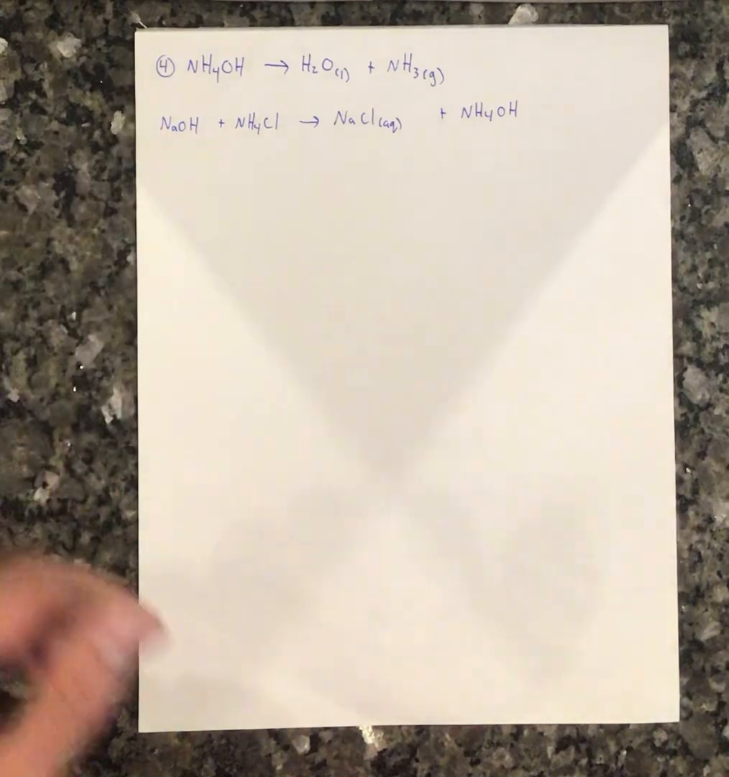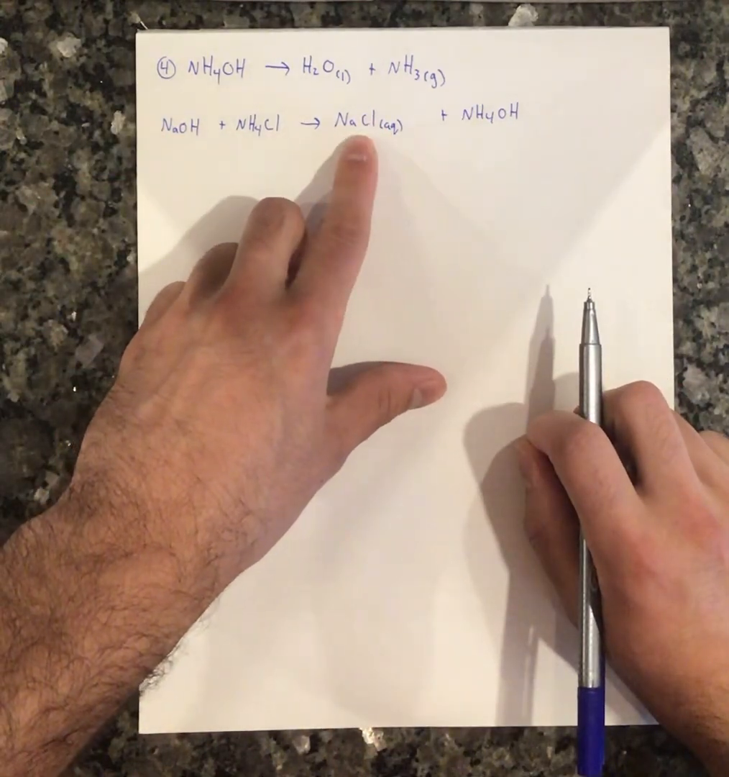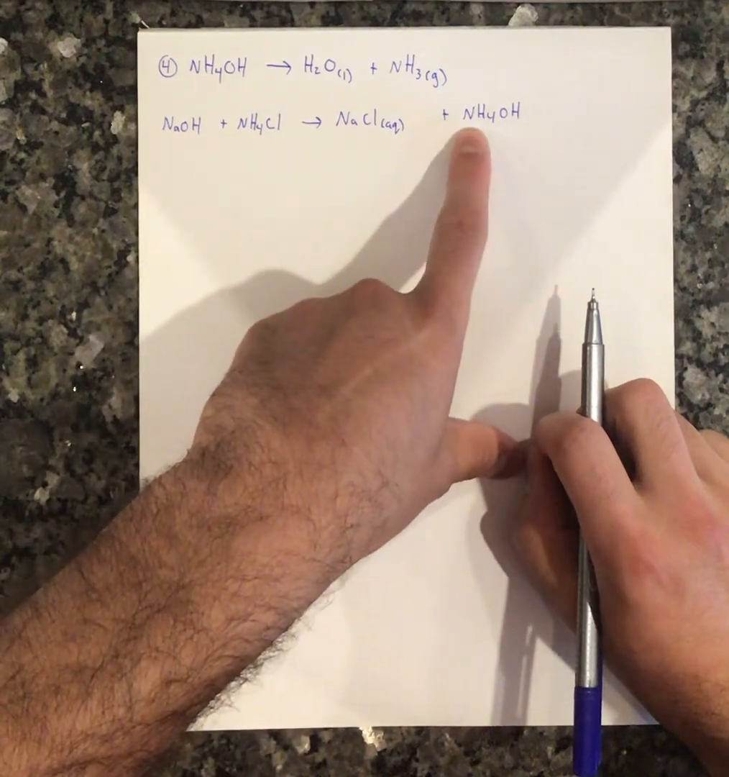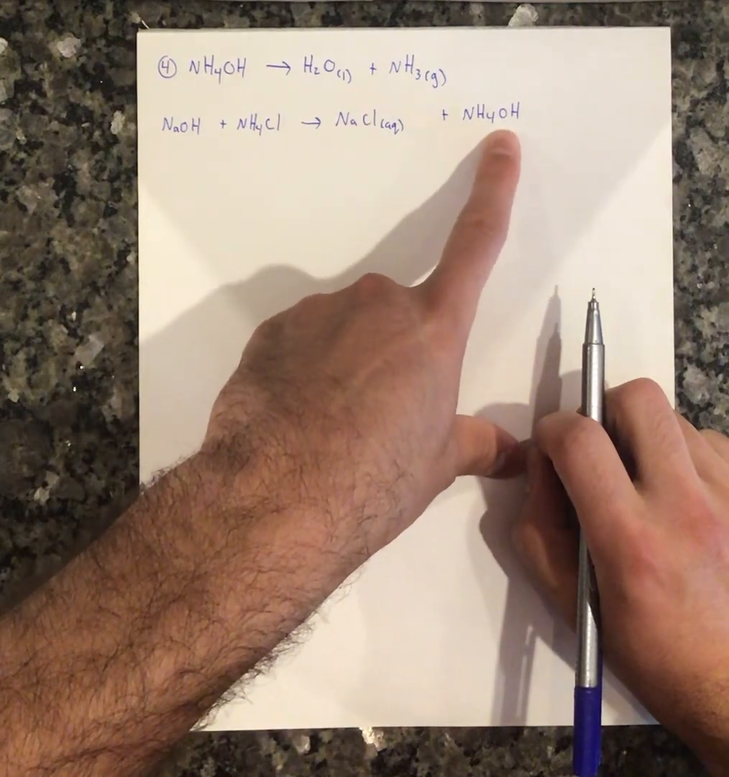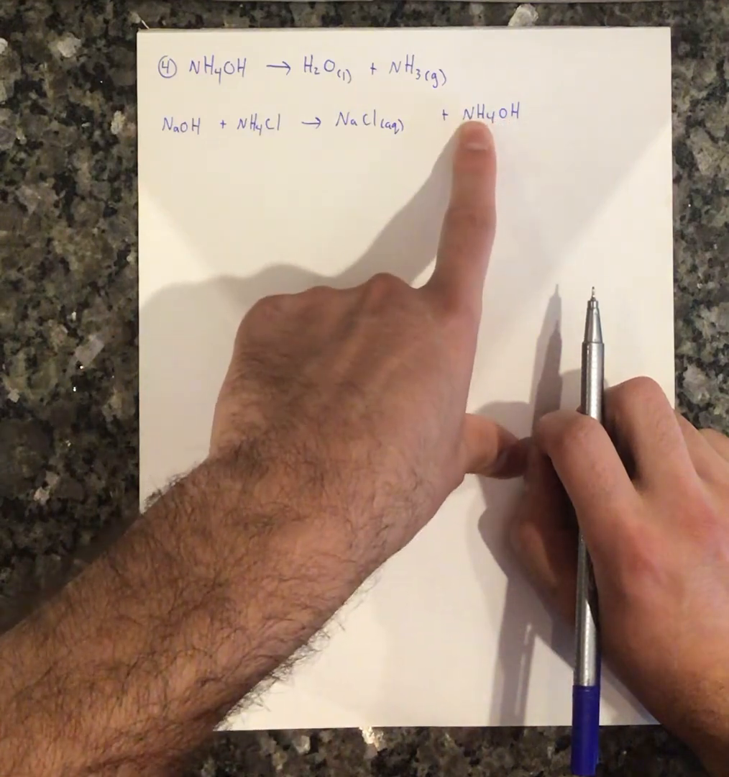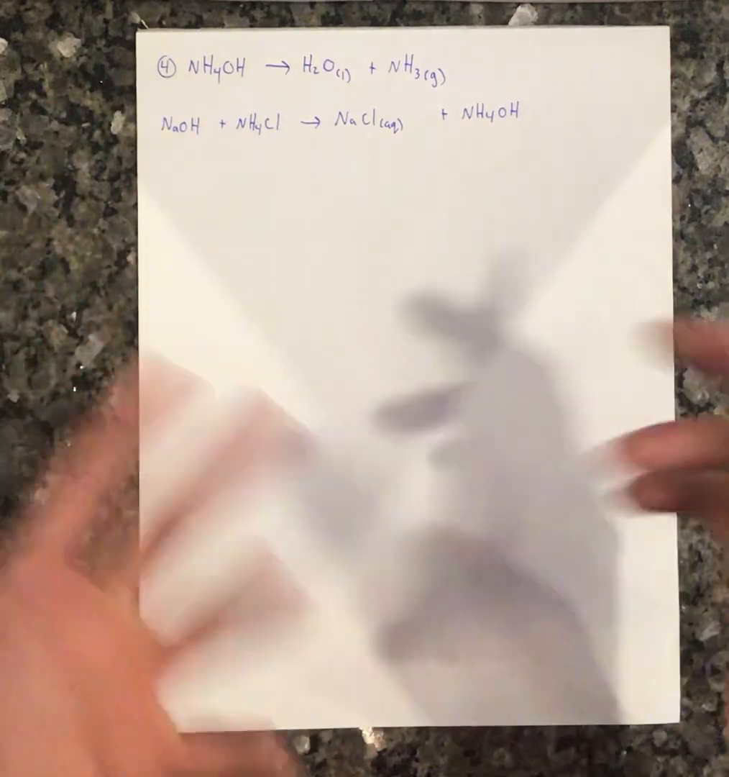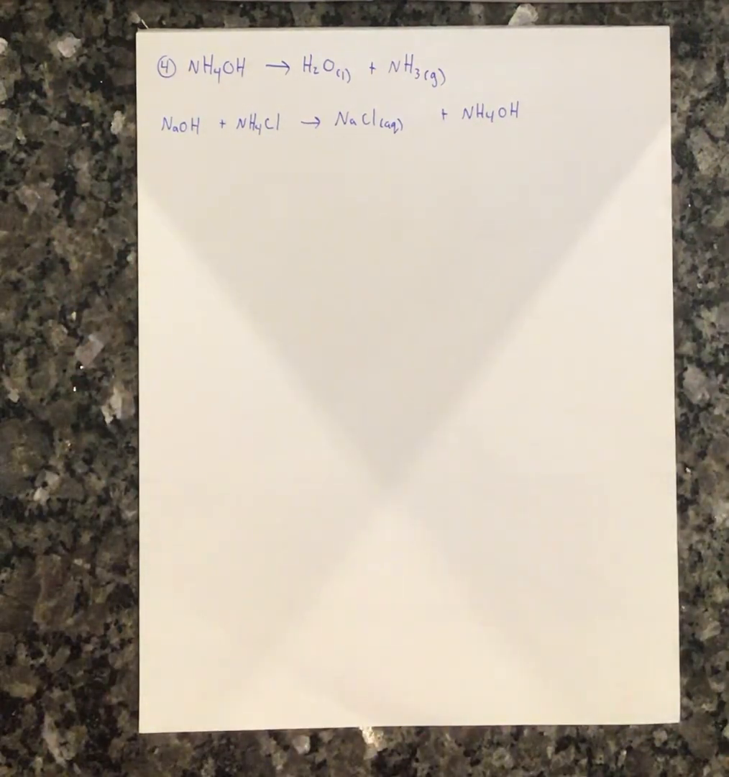Now, once again, how am I getting this? You need to remember your charges. Sodium and chlorine both have a 1 charge, so they cancel out. Ammonium and hydroxide are both on your polyatomic ion sheet. Ammonium is a 1+, hydroxide is a 1-. So that's why there's no coefficients or brackets or anything like that.